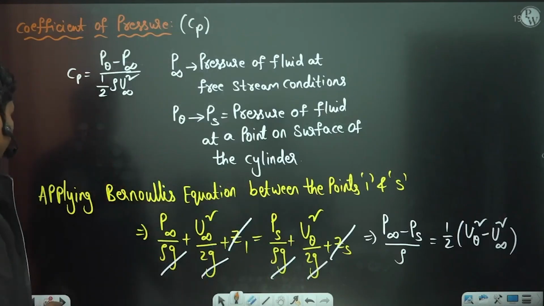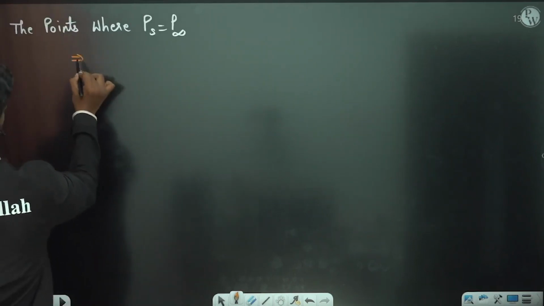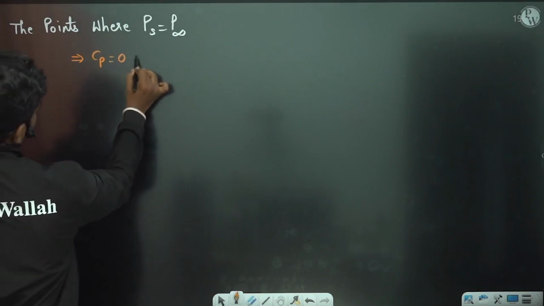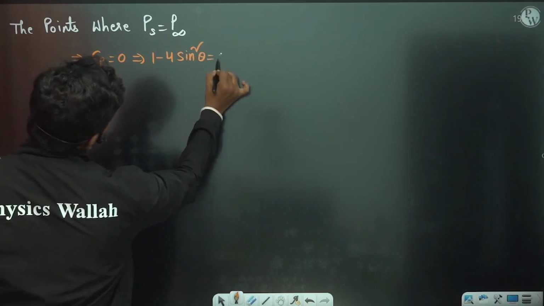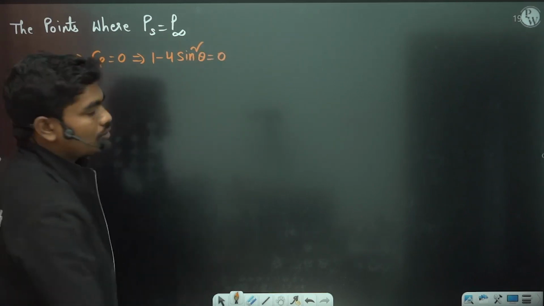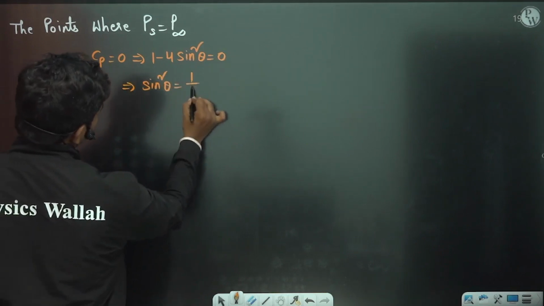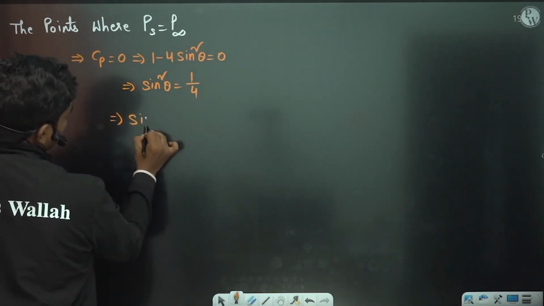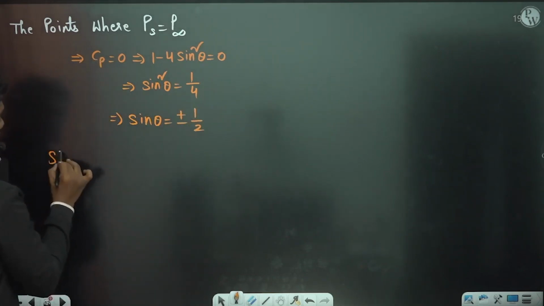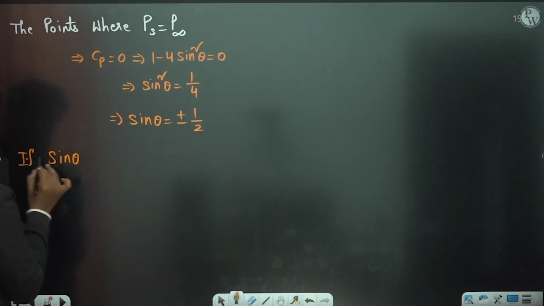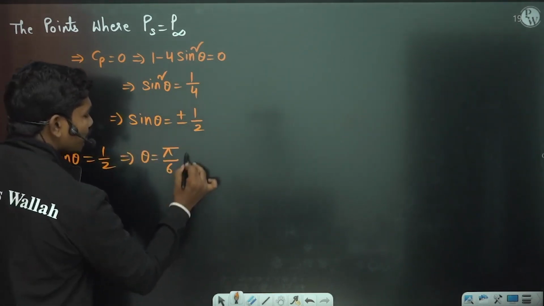So if P theta is equal to Ps is equal to P infinity, this implies Cp is equal to 0. This implies 1 minus 4 sine square theta is equal to 0. So this implies sine square theta is equal to 1 by 4. So sine theta is equal to plus or minus 1 by 2. So what are the points at sine theta equal to 1 by 2? If sine theta is equal to 1 by 2, then theta is equal to 30 degrees or 150 degrees.